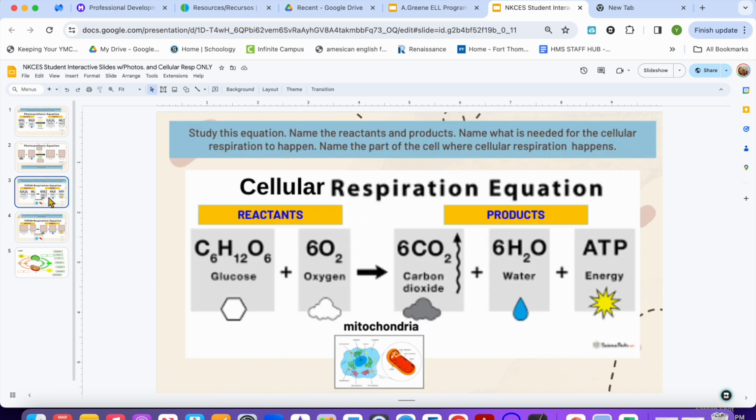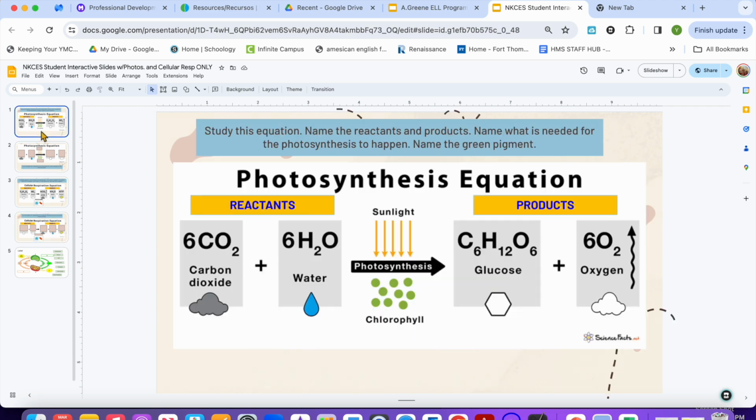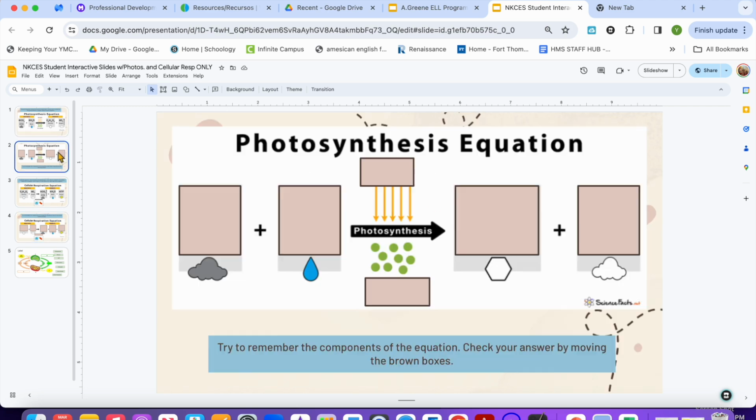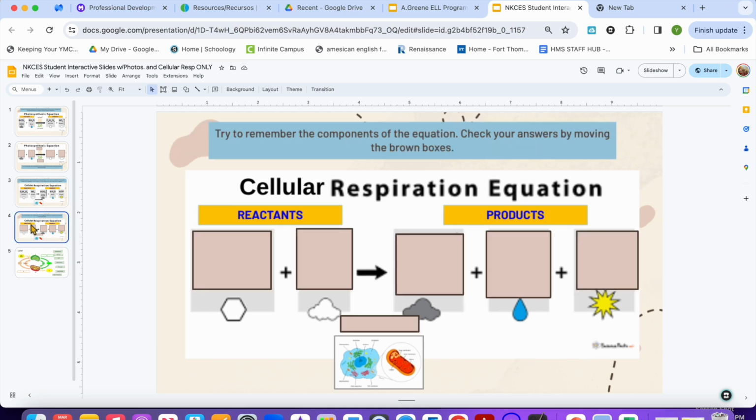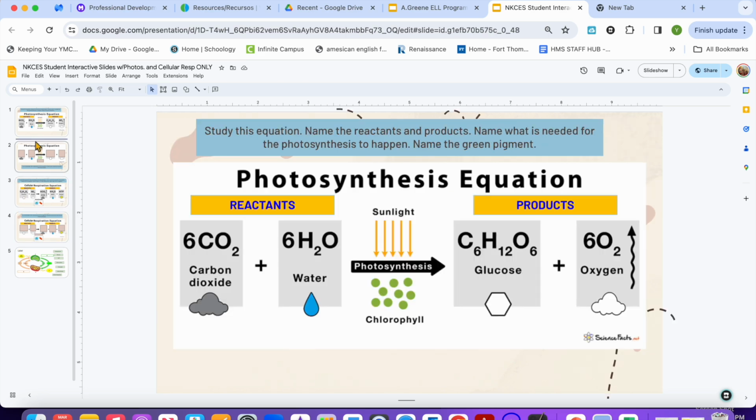Also, on a side note, this is the cellular respiration equation, which is backwards from photosynthesis and which was part of the next unit of study. But because my language learners had studied this so much, cellular respiration was not an issue for them at all. Again, talking about this big template-like concept.